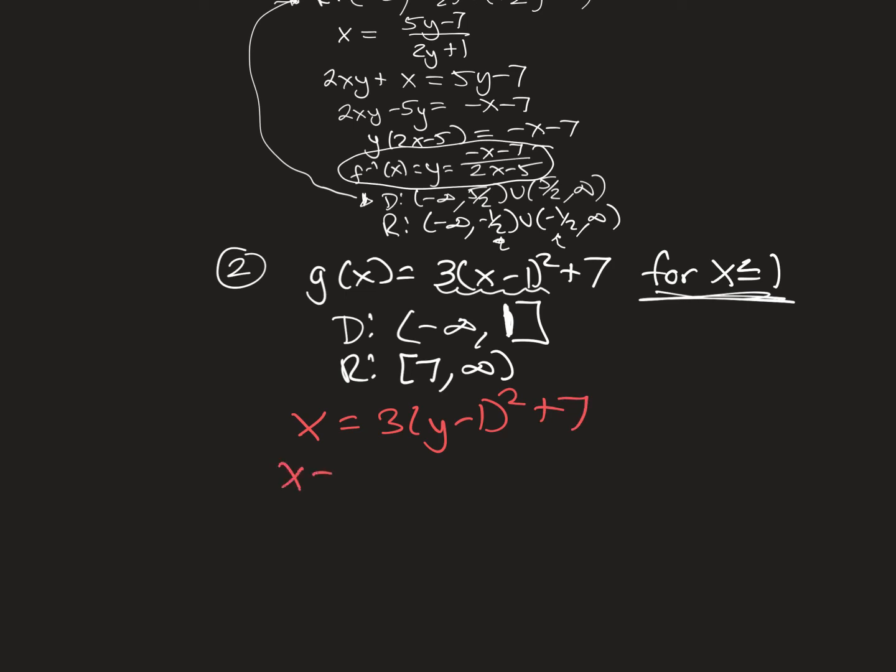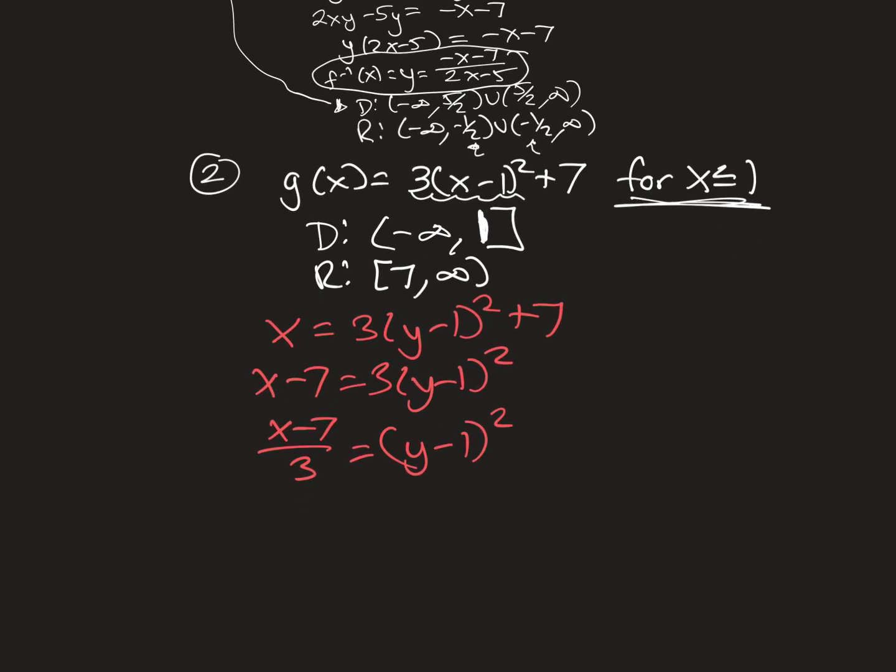And we're going to solve for our new y. So let's subtract 7, divide by 3. So I've got (x - 7) over 3 equals (y - 1) squared. Now this is where the restriction comes into play, because if I want to solve for y - 1 by taking the square root of both sides, remember when you do that, it's always plus or minus. But it can't be both here. This would not be a function if I had both.